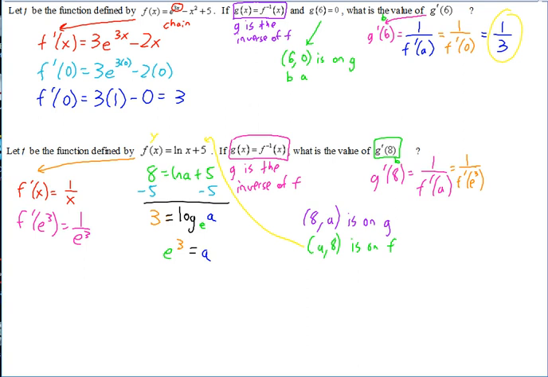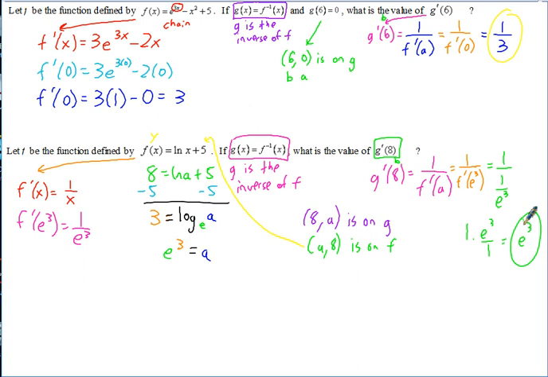So in this case, what's going to happen? We'll get 1 over e cubed. Well, that's like taking the reciprocal kind of twice there. So 1 divided by 1 over e cubed is the same as 1 times the reciprocal, e cubed over 1. So notice we just get e cubed. It's not always going to equal a. That's a coincidence on this particular problem. But in this case, it does happen to be that. So that's what g prime of 8 is, just e cubed.